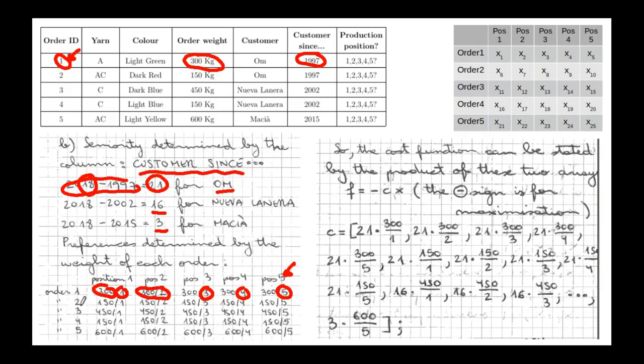So what about the second order? It goes the same, but now the weight is 150 kilograms. So the procedure is the same: 150 divided by 1 for the first position, 150 over 2 for the second position, over 3 for the third, and so on. As you can see here, these are the weights of the orders, and the increasing numbers on the denominators lead us to lower values as you go down in the table.